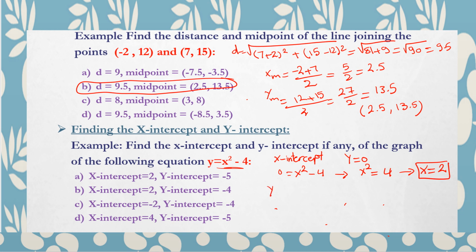The y-intercept: we set x equals 0, then we solve for y. So y equals 0 minus 4, then y equals minus 4. And the x-intercept equals 2, the y-intercept equals minus 4. So the correct answer is B.